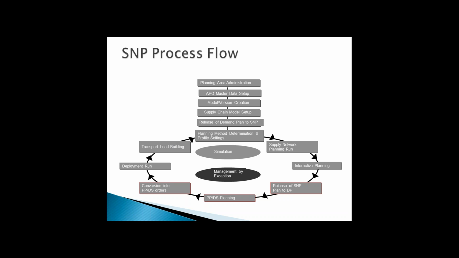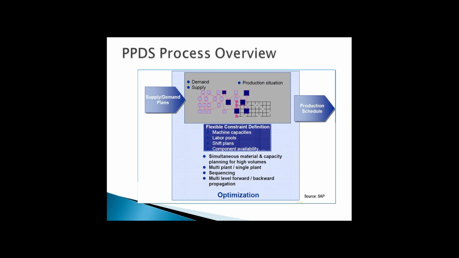Okay. So apart from that, you can go with the DP and SNP. Apart from that, I just want to give a glance at PPDS as well, so that you can understand what PPDS is talking about. So PPDS is nothing but production planning and detailed scheduling. The input for PPDS is supply or demand plans, and here you can analyze the production situation. What are the demand you have and supply you have? Based on that, production scheduling will happen.